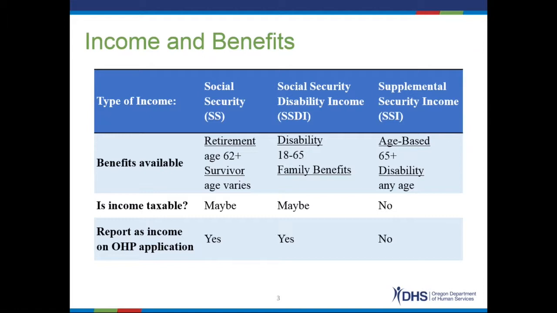So we're going to be talking about Social Security income. There's 2 types of Social Security income: retirement and survivor income. Social Security disability income, there's disability for the client, and there are also family benefits sometimes for the family of the disabled client. And then there is supplemental security income. This is age-based also, 65 and up, and disability at any age.